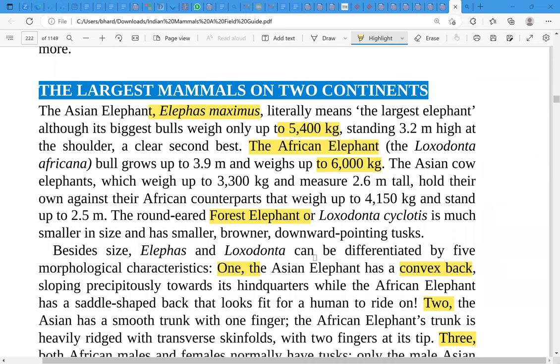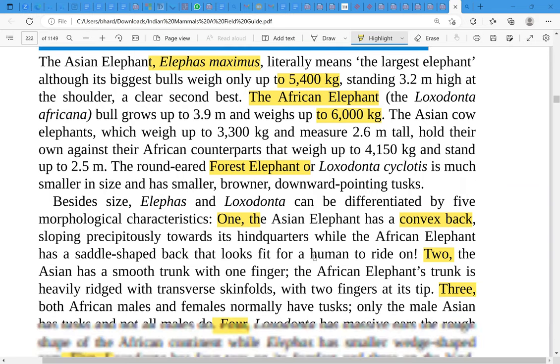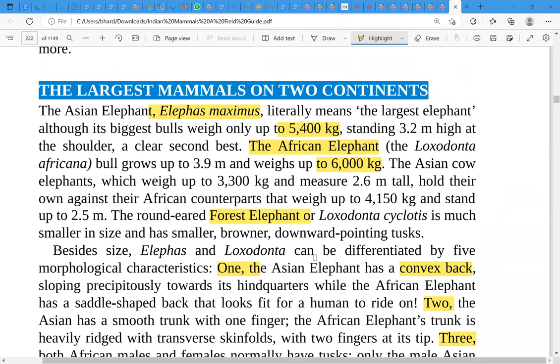The Asian elephant is called Elephas maximus, which literally means the largest elephant, because it is the biggest bull. It weighs up to 5,400 kg, standing more than 3.2 meters tall. And the African elephant is called Loxodonta africana, which is 3.9 meters tall and weighs up to 6,000 kg. That means it is a little bit bulkier than the Asian one.